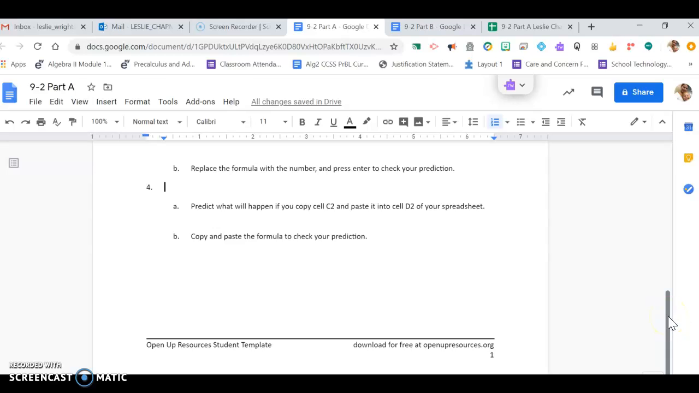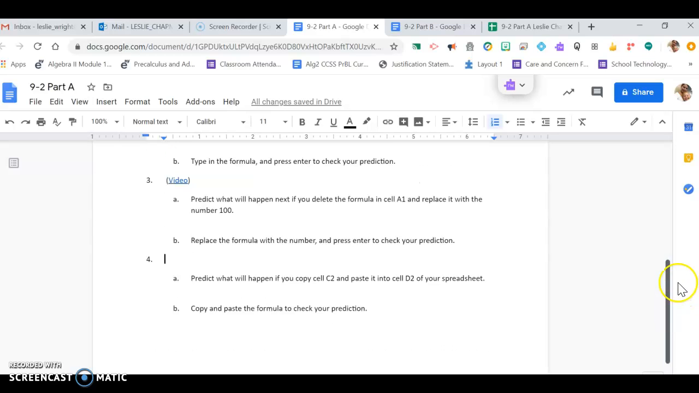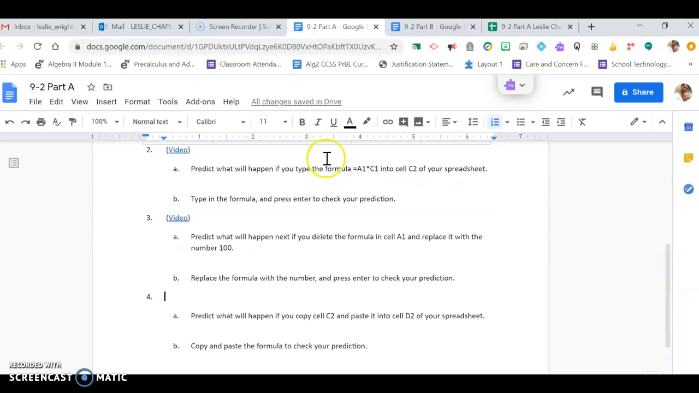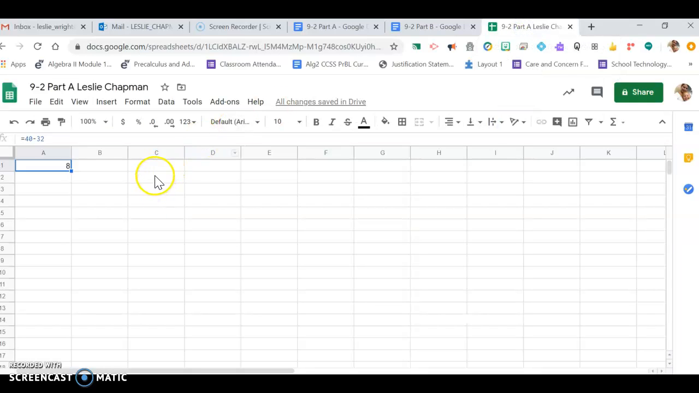Alright, last question for today is question 4, which says predict what will happen if you copy cell C2 and paste it into cell D2 of your spreadsheet. Now remember, what did we write in C2? We wrote A1 times C1, and we got an answer. Well, what happens if we just copy cell C2 and put it into D2?